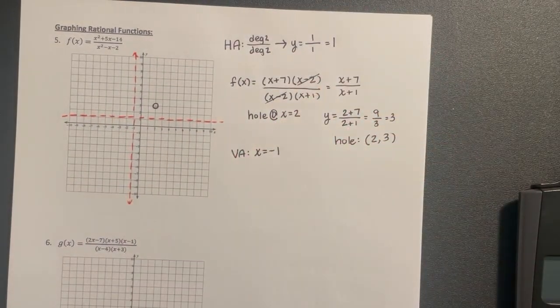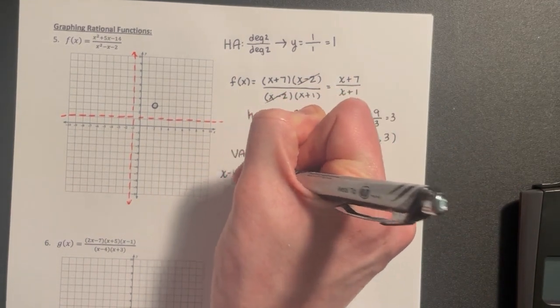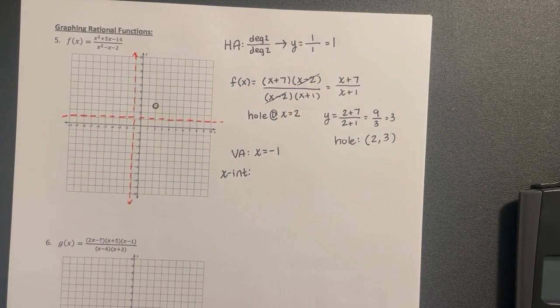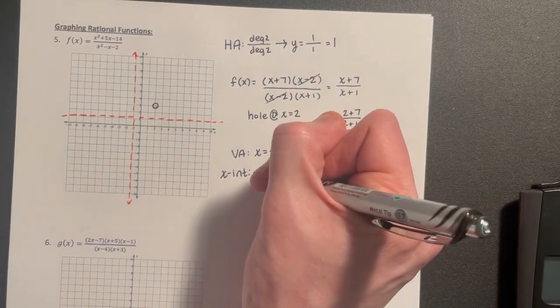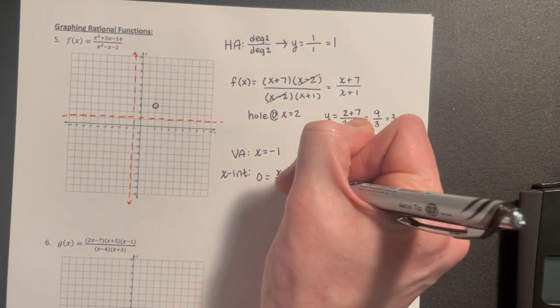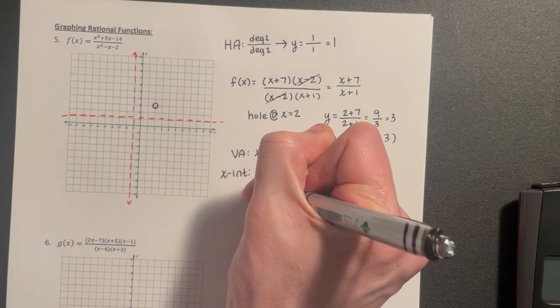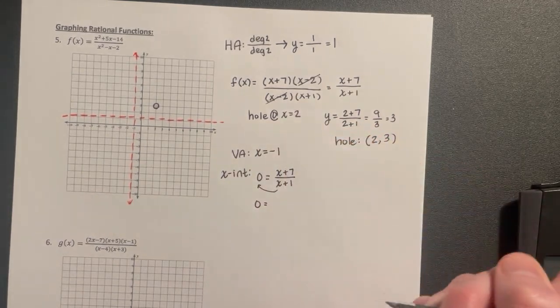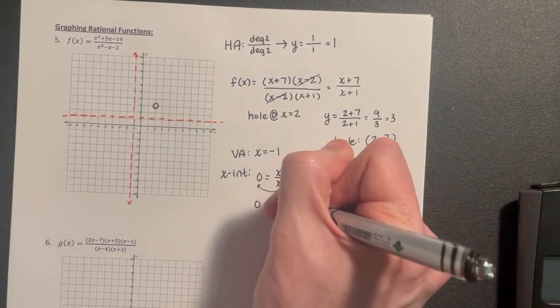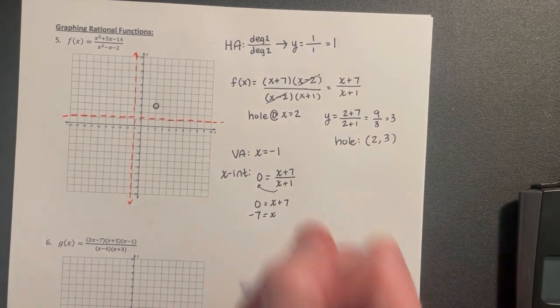We can find some more points like the x-intercepts and y-intercepts. X-intercepts, when I look at the reduced function, it's x plus 7 over x plus 1. And setting that equal to 0, I would multiply the x plus 1 over here and still get 0. 0 times anything is 0, which means I have an x-intercept at negative 7.